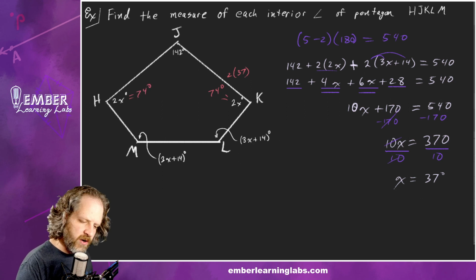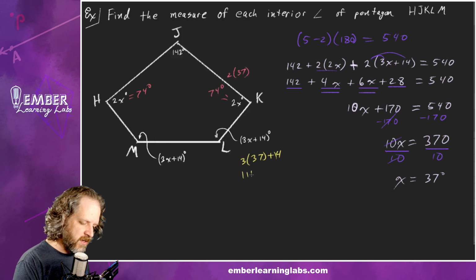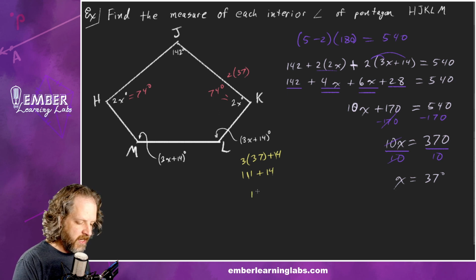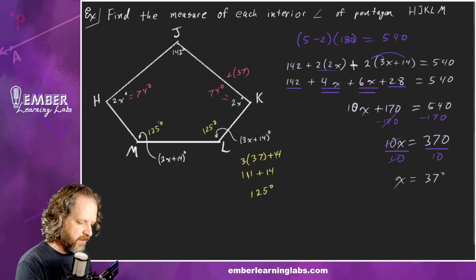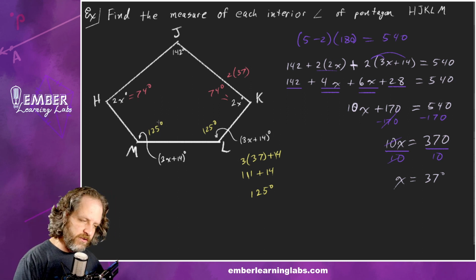Let's plug it in here. So 3 times 37 plus 14. 3 times 37 equals 111, plus 14. So that would be 125 degrees, which means this one is also 125 degrees. We done did it. All right. One more theorem and another quick example, and then we are through with this lesson.